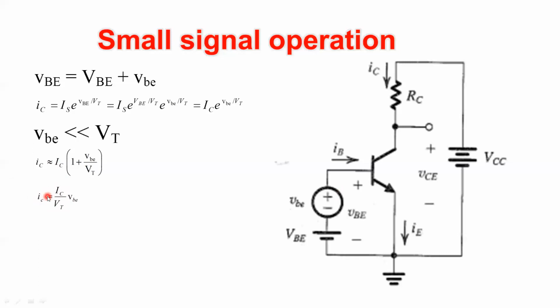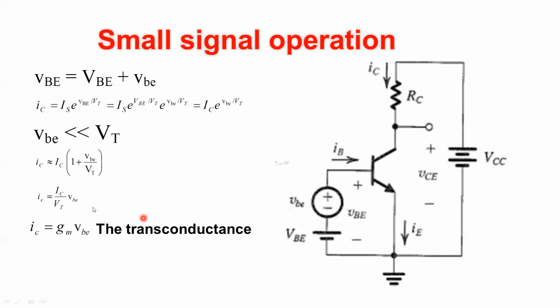Now, this term, we have a name for this term since we studied the MOSFET. If you remember, this is the term g_m, or the transconductance. The transconductance is the relation between the output current and the input voltage. In the MOSFET, we make a relation between I_D and V_GS.